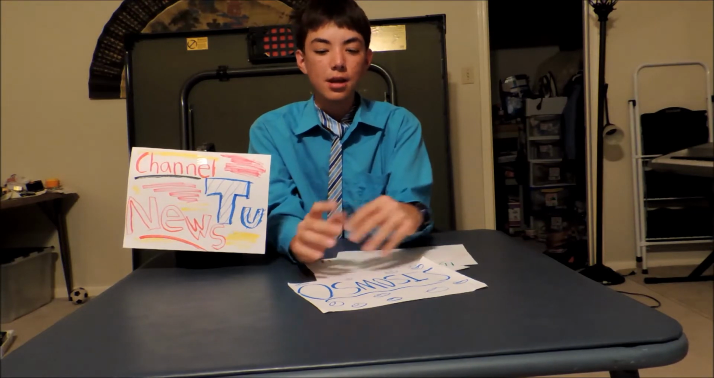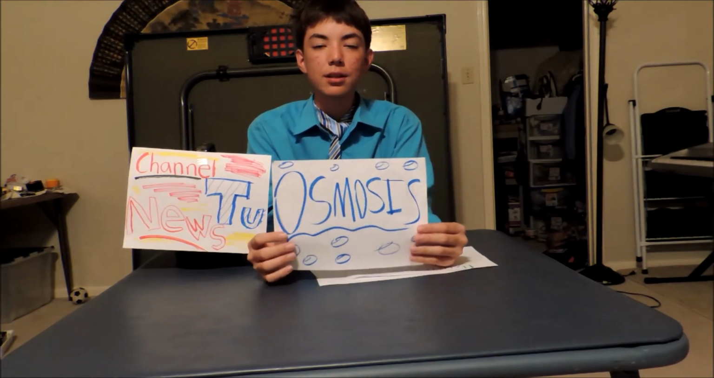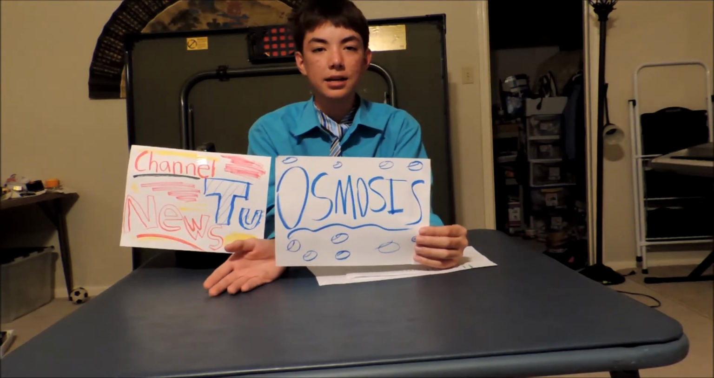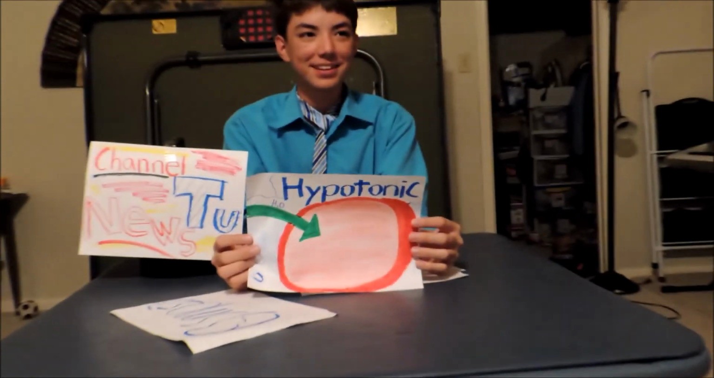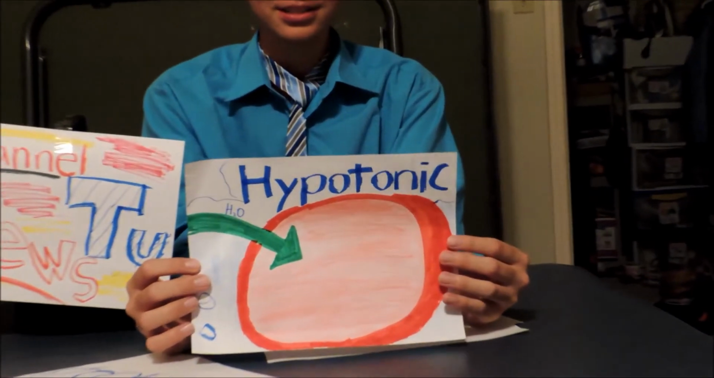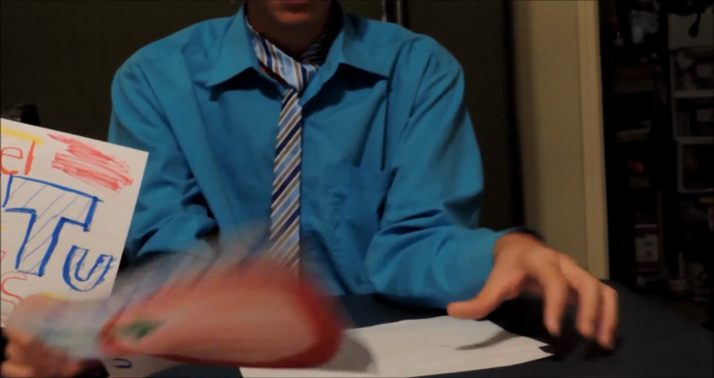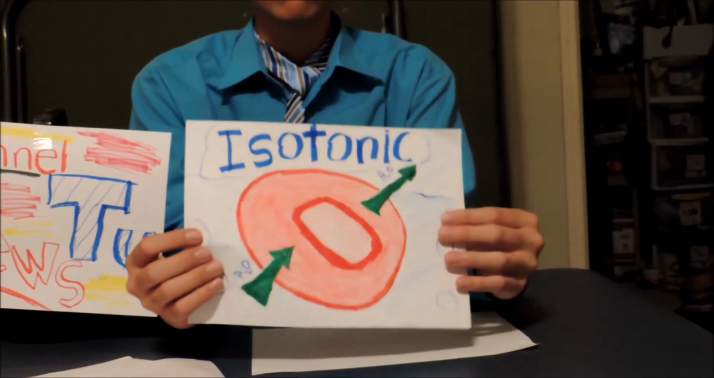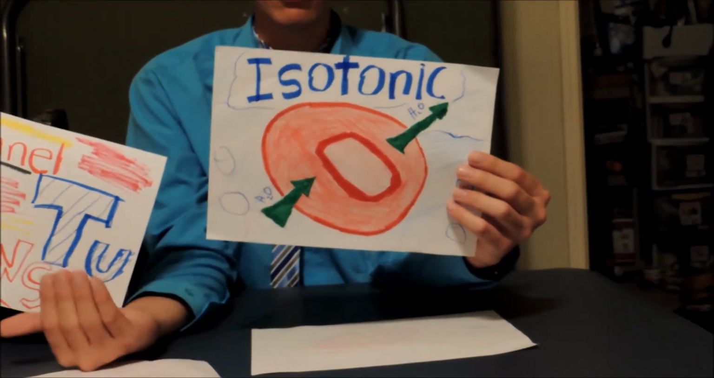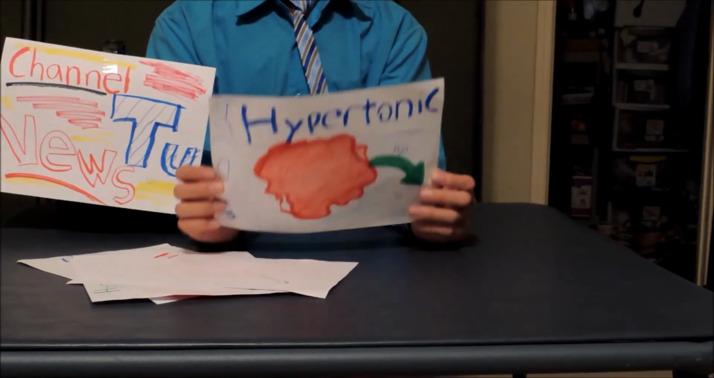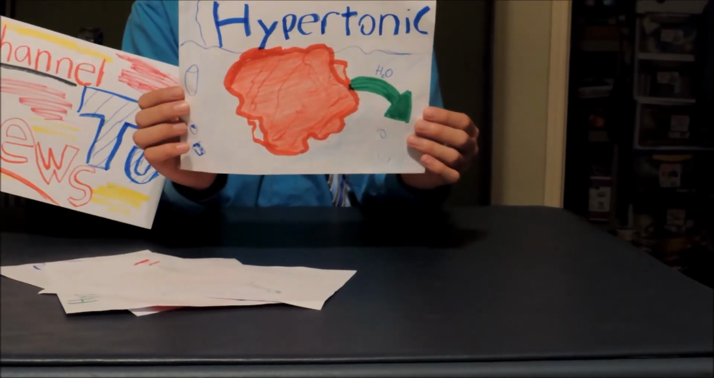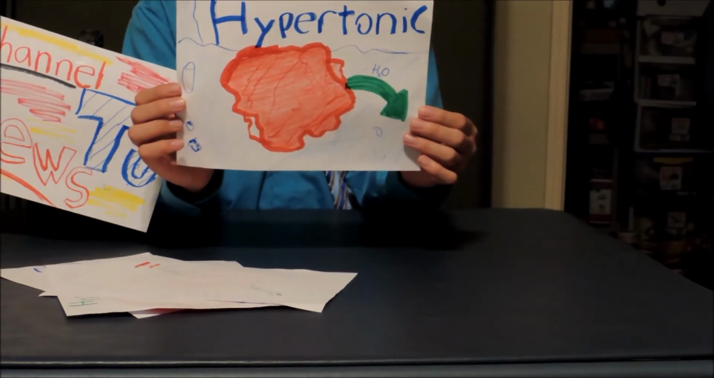Hello everybody, thank you for joining us on Channel 2 News, where we learn about osmosis from the professor. With osmosis we learn that it's a diffusion of water from high concentration to low concentration. We learned about the three forms: hypotonic, which is water going into the cell, causing it to swell; isotonic, where water is evenly going in and out of the cell; and lastly, hypertonic, which is water leaving the cell, causing it to shrivel up.